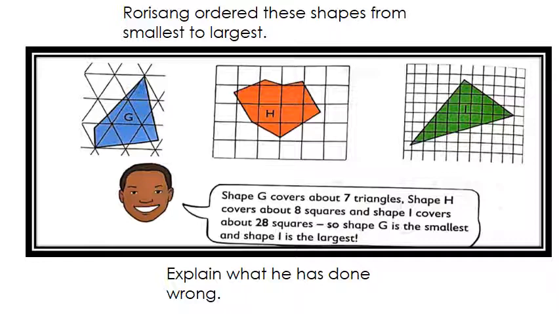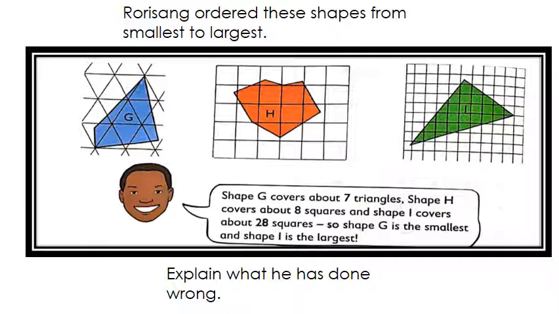So boys and girls, when we order shapes, we need to make sure that they use the same units. Look at the grid of shape G, the triangular grid. Look at the grid for shape H, a square grid, and look at the grid for shape I. It's also square, but the only difference is that it uses much smaller squares. So can you actually compare these shapes without using the same units?